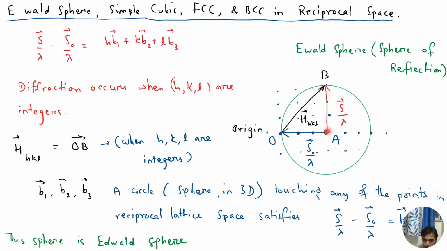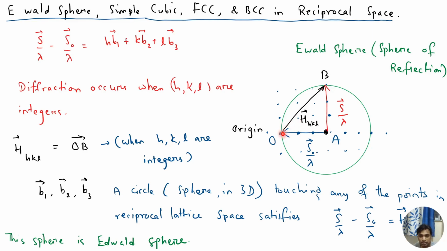So this is s by lambda from A to B, and this is s naught by lambda, and minus s naught by lambda is this. Now if you do the vector addition, minus s naught by lambda plus s by lambda, what you get is this OB. So what we have here is that this OB is a valid reciprocal lattice point where h, k and l are integers.